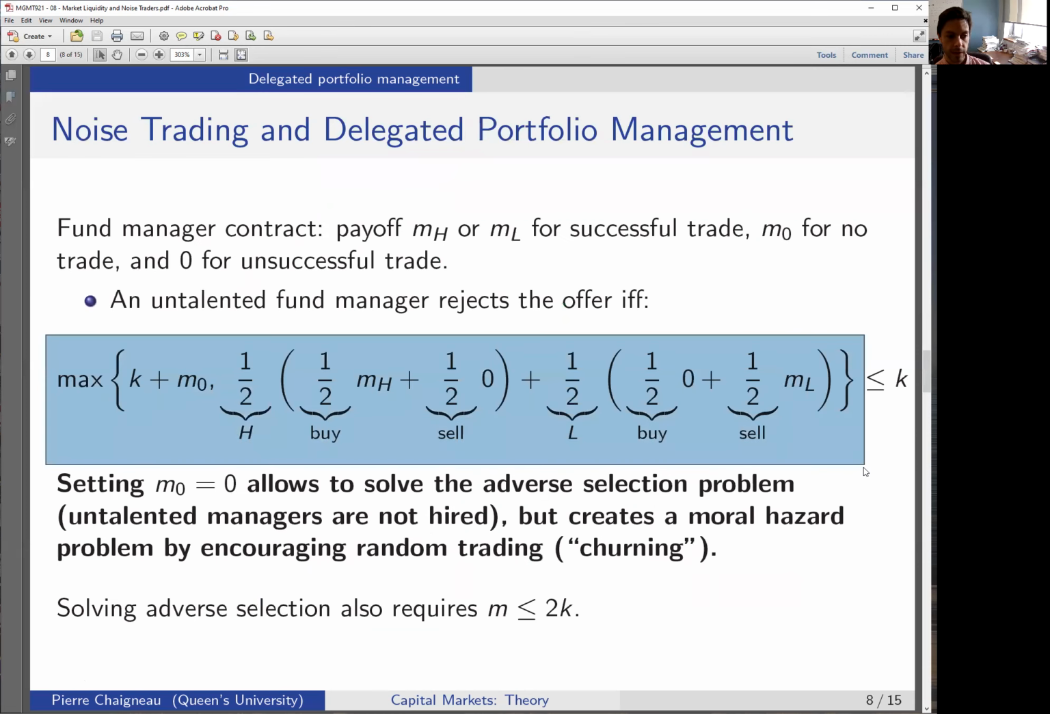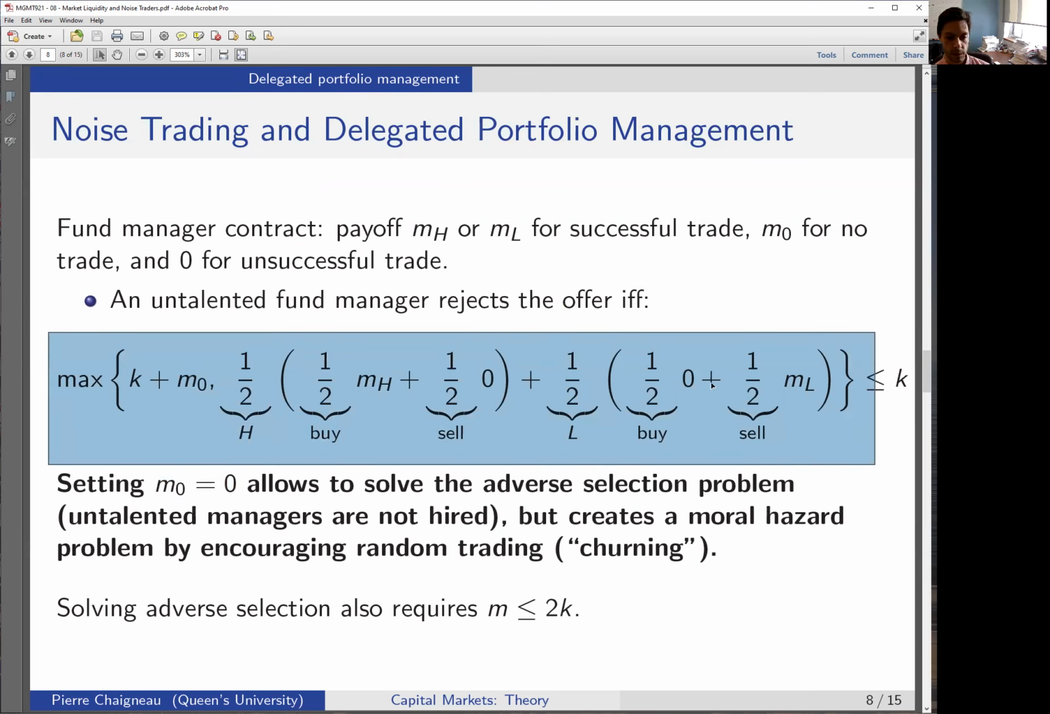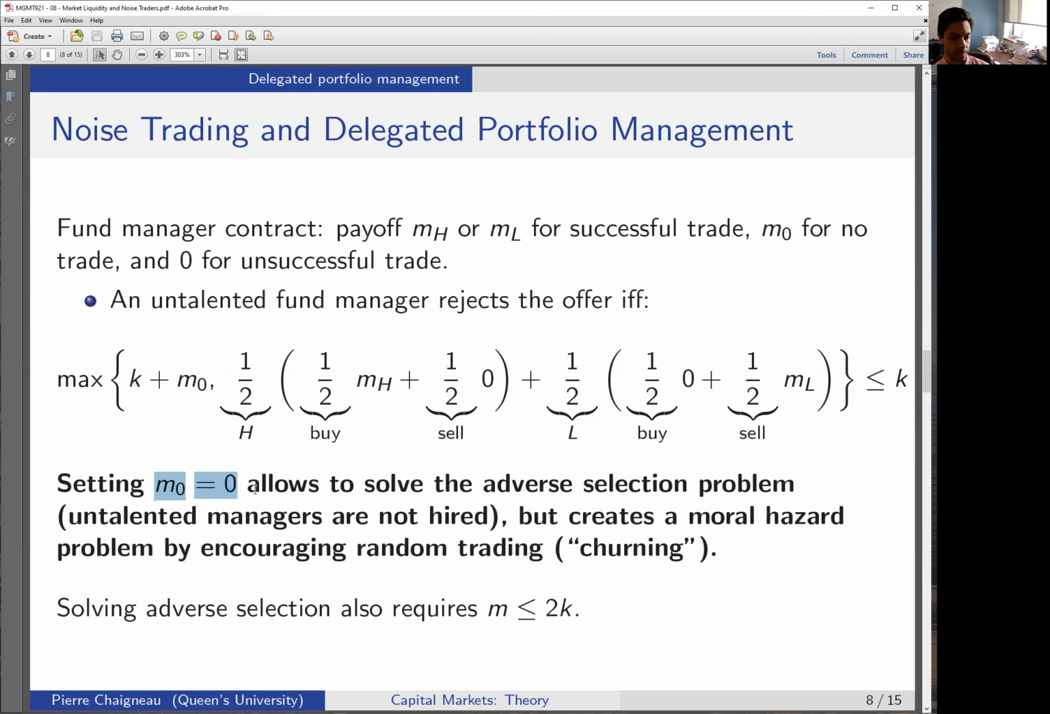So what is a necessary condition for this whole term on the left-hand side to be less than K? Well, as you can see here, we have K plus M0. So we need to have M0 equal to 0. It's not a sufficient condition, but it's necessary for an untalented fund manager to reject the offer. If M0 were positive, well, for sure, this will be greater than K. So the max between this and whatever else will also be greater than K. So we need to have M0 equal to 0. And so this allows us to solve the adverse selection problem.